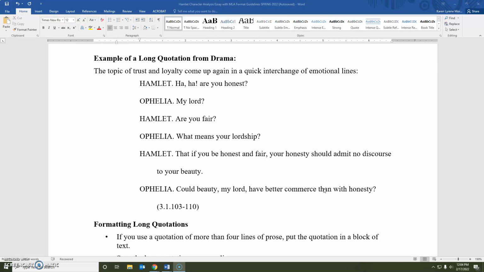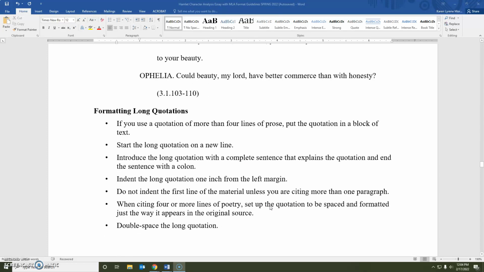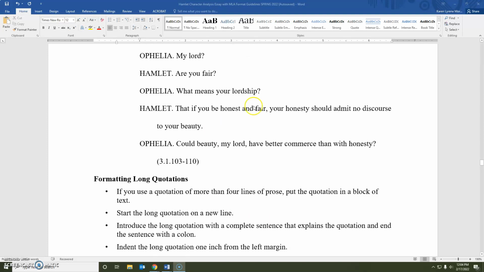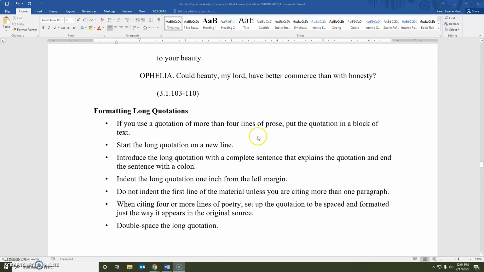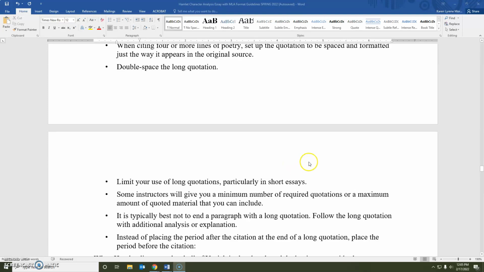Another strange thing about block quotations is that the parenthetical citation, where I have been telling you to put the period at the end of the parenthetical citation, you don't do that for a block quotation. Also, a block quotation does not have quotation marks anywhere in it. The blocking is what tells the reader you're quoting something. So, again, using block quotation not only applies to quoting dialogue, but it also applies to quoting more than 4 lines of prose or more than 3 lines of poetry.